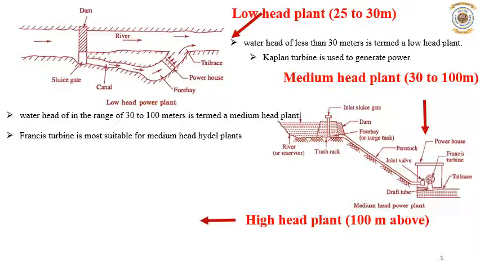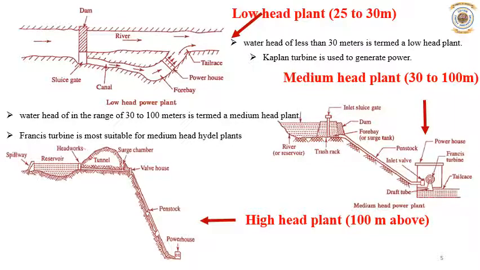Okay, and then a high head plant, which varies from 100 meters and above. So you can see here, this is the diagram. These plants work under a head of 100 meters and above. Water is stored in lakes or high mountains during the rain season, or even when snow melts. Surplus water is discharged by the spillway.